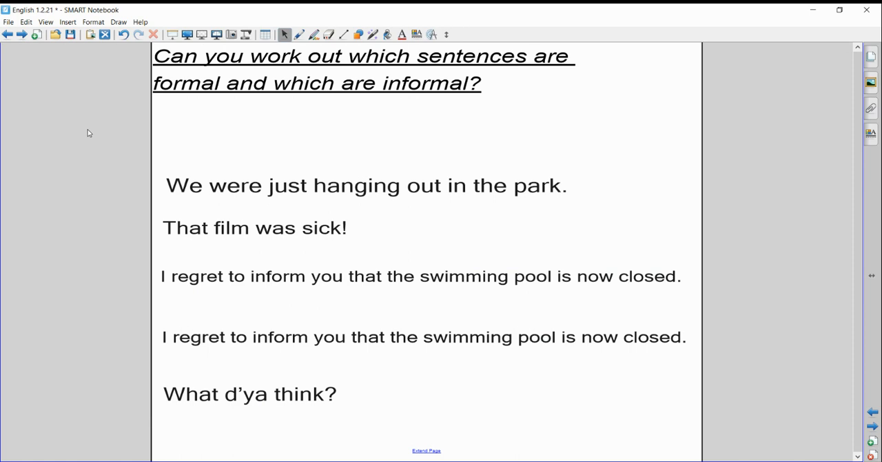Now, I wonder if you can work out, have a read of these sentences on the screen and see if you can work out which ones are informal and which ones are formal. So remember, informal, chatting to a friend; formal, when you're talking to somebody you don't know or you're trying to be serious.